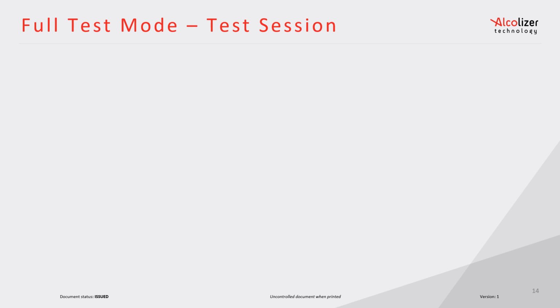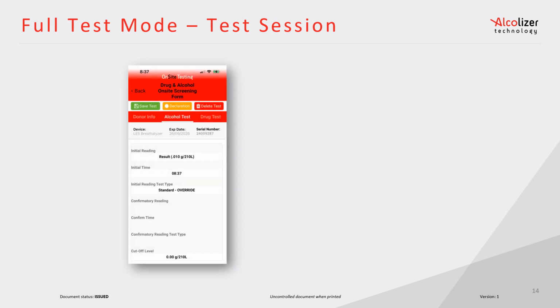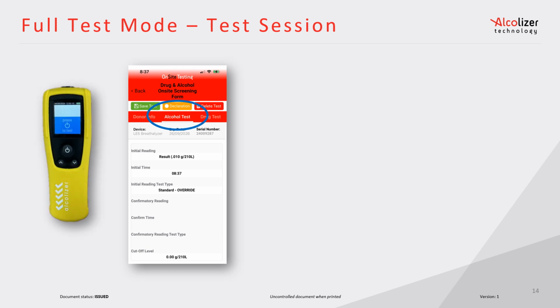The alcohol and drug test forms will now be available. Open the alcohol test form to receive an alcohol test in the app. Send the result using your alcohol devices. The results will populate the form.